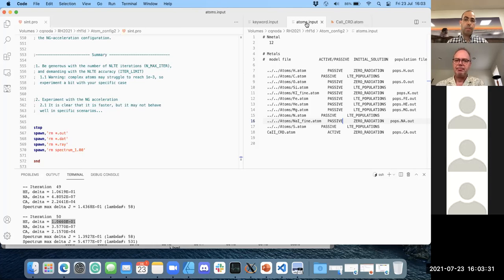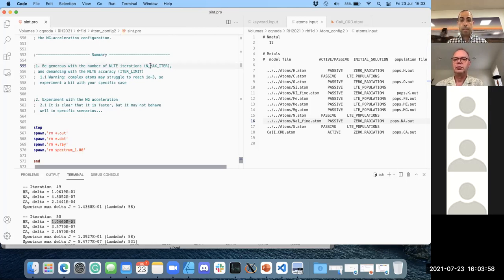Okay. So in summary, what I wanted to really focus on today is that you need to iterate for solving the complete NLTE problem. And I recommend you set a large number of iterations, because in that sense you will always reach the iteration limit. Otherwise, you can have a wrong solution, even if the code has converged.